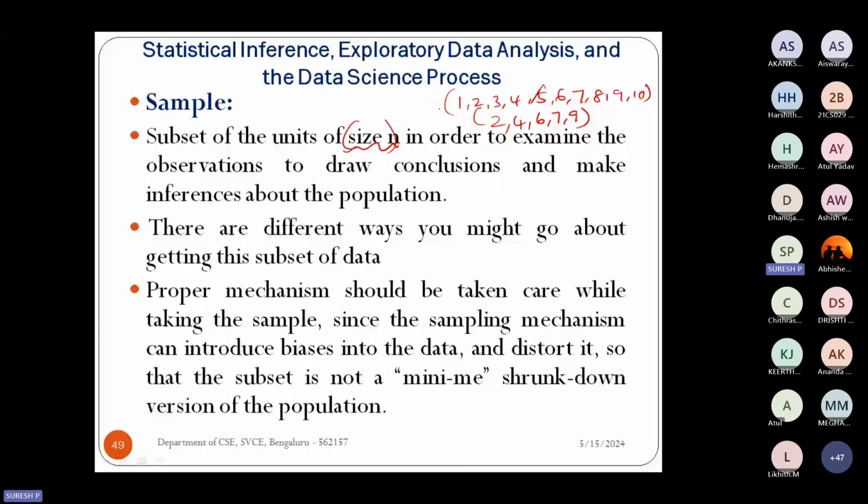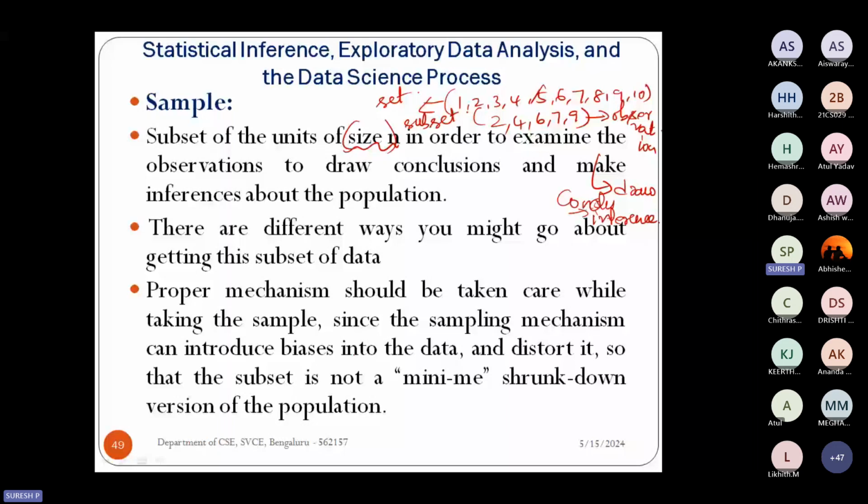So for what purpose are you going to take this subset? You are going to take it to make observations, to examine the observations. After doing the observations, what are you going to make? You are going to draw the conclusions, or you are going to make an inference about the population. So the group of people, group of objects, or group of sets which you are going to consider is going to tell that.